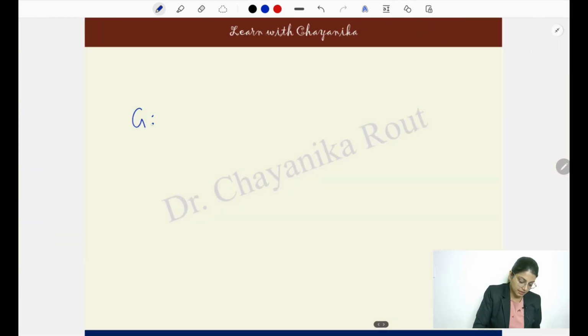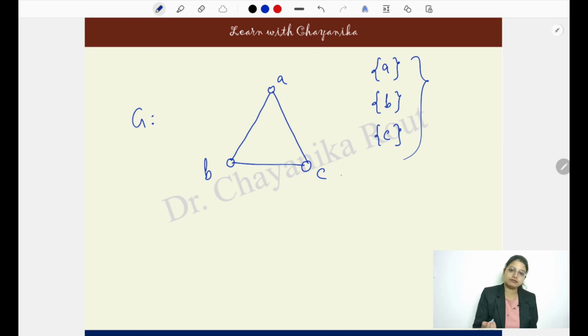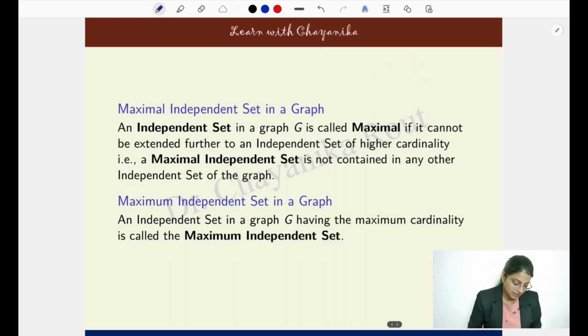Okay, let's see another example. This is K3. If you list down the independent sets, you have the singletons A, B and C. There are no independent sets of size 2 or more here. So these are the maximum and they are also the only maximal independent sets. So these are the definitions of maximal and maximum independent sets, in a similar way as we have defined for cliques.